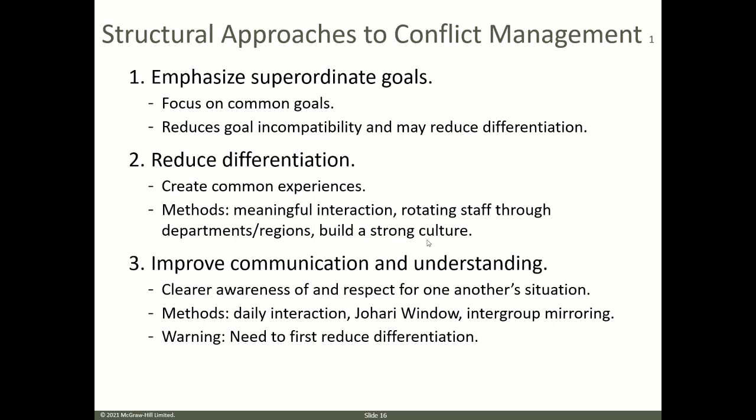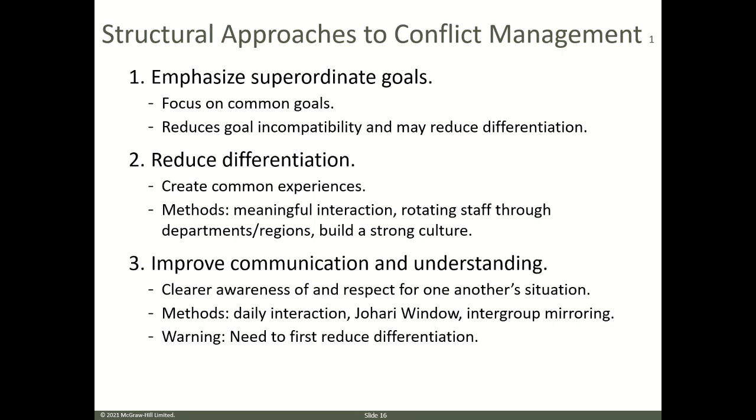And build a strong culture. If you talk about building a strong culture, and not only building but maintaining a strong organizational culture as well, it includes shared values, shared assumptions, and a stronger sense of community as well.